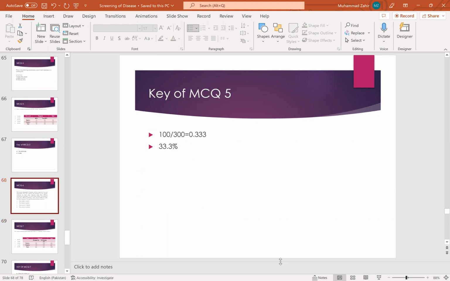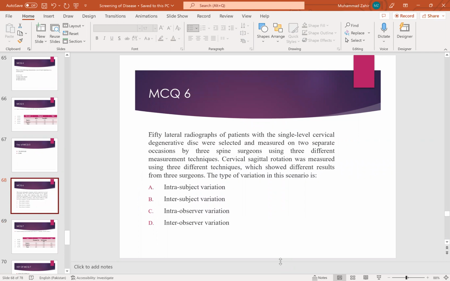Next question. 50 lateral radiographs of patients with a single level cervical degenerative disc were selected and measured on two separate occasions by 3 spine surgeons using 3 different measurement techniques. Cervical sagittal rotation was measured using 3 different techniques which showed different results from 3 surgeons. The type of variation in this scenario is intra-subject variation, inter-subject, intra-observer, or inter-observer. The answer is D, inter-observer. I have told you there are 3 surgeons, so the number of observers is increased. So D is the correct answer.